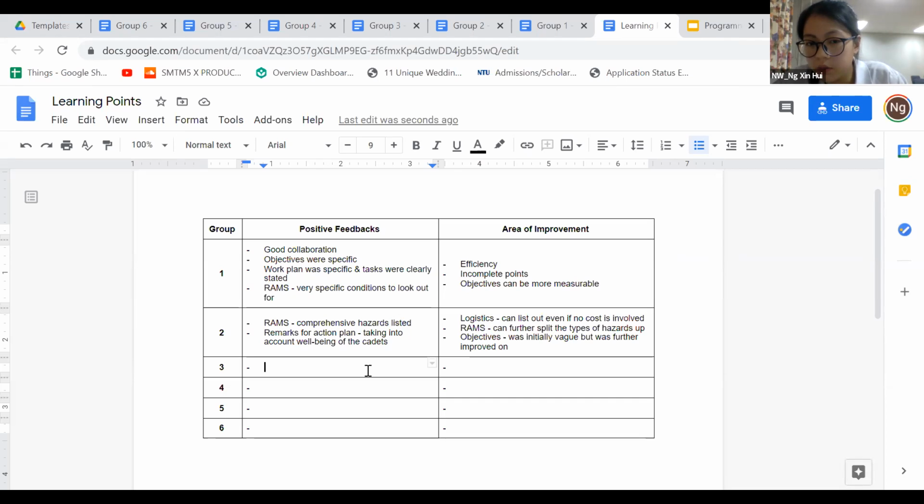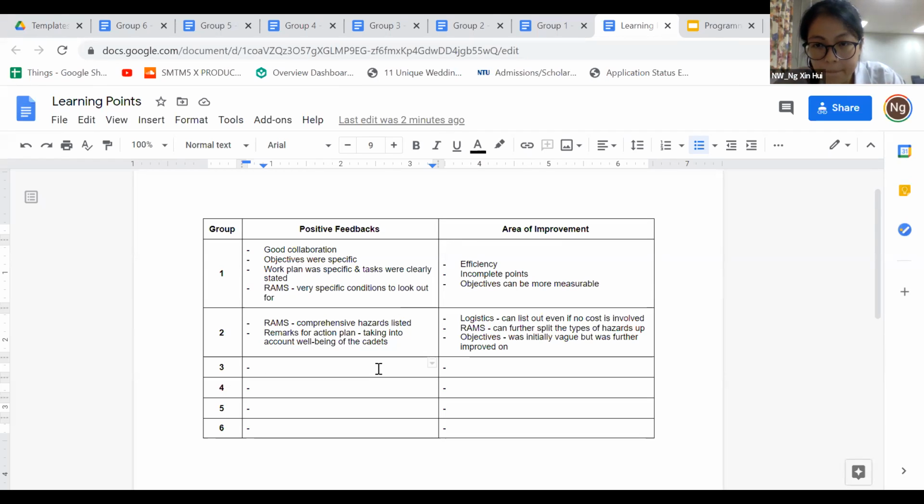Or does anyone else from room 3 want to help Chloe out? Maybe Brian from Hwa Chong room 3 can help her out also. Brian from Hwa Chong will, yeah, thank you. Is there anything you want to share about your proposal?